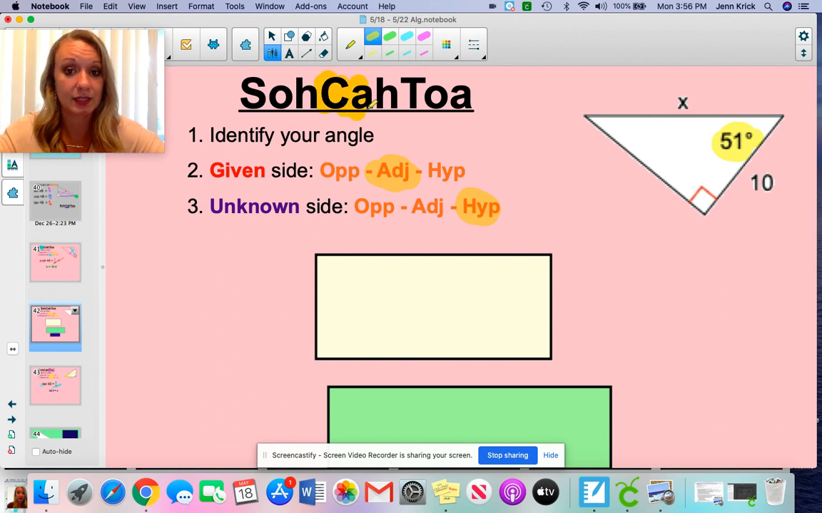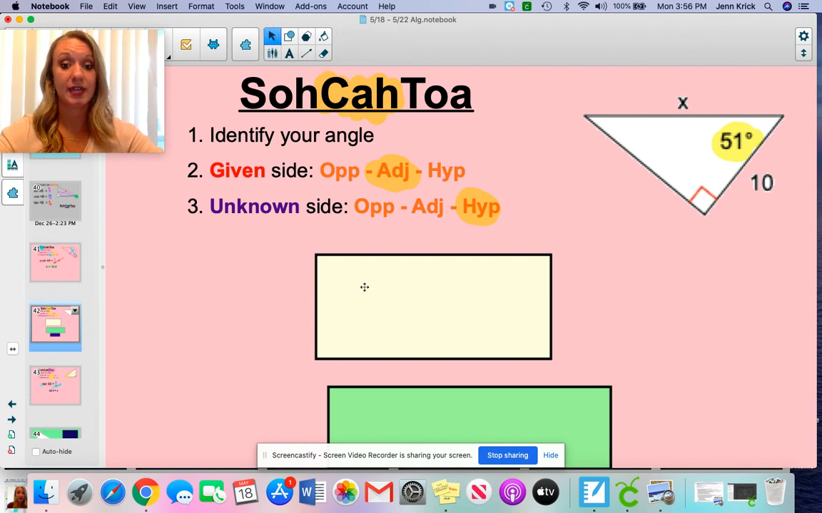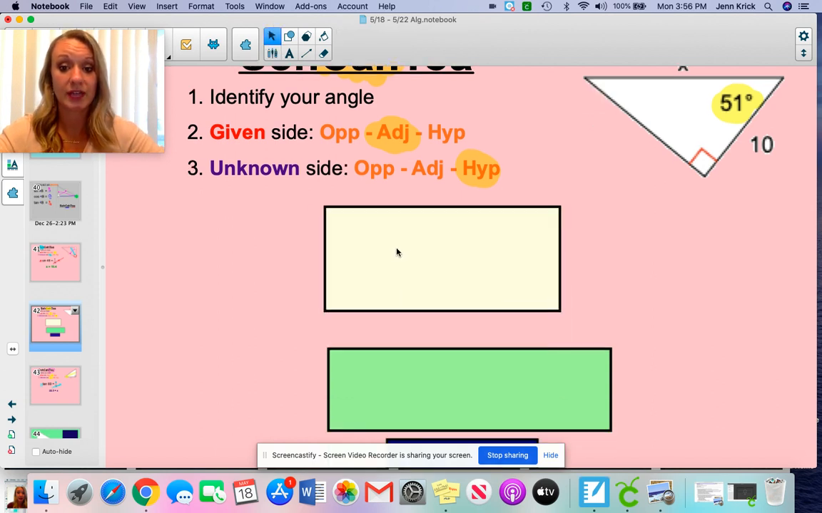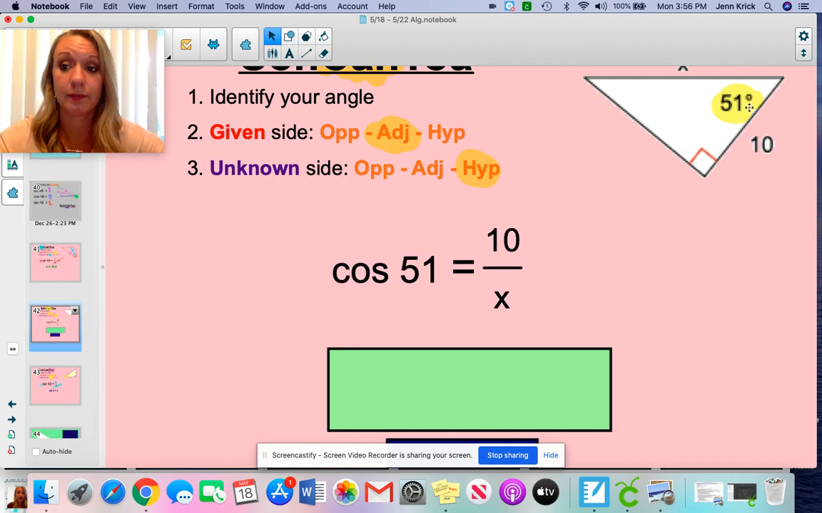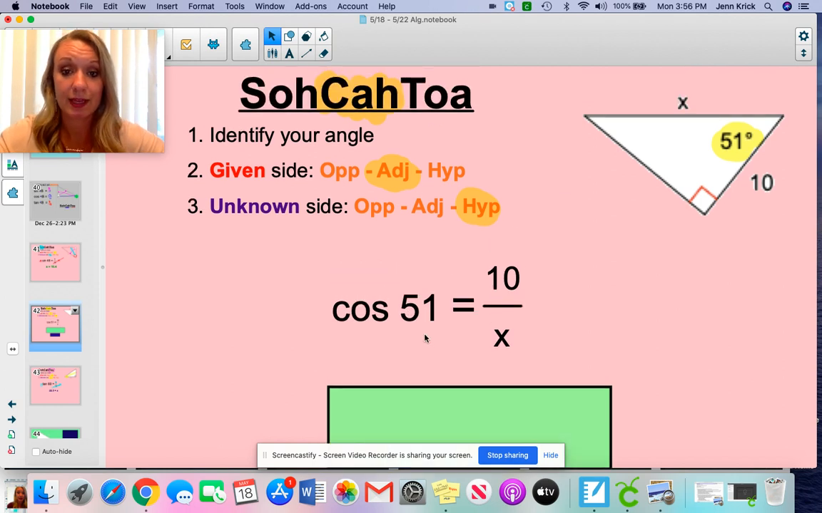Hopefully you see that it's this one right here, because you see A and H. That means it's going to be cosine. So the cosine of 51, because that's our angle, is equal to adjacent over hypotenuse. Our adjacent side is 10, our hypotenuse is x.